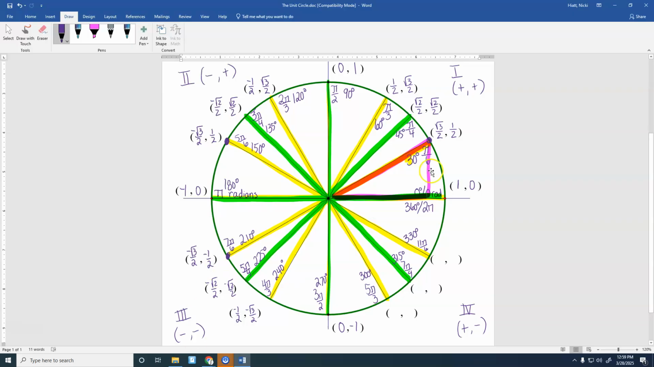And then the last quadrant right here, if I think about this point getting flipped down here to my 11 pi over 6, the x-coordinate stays the same. I've got positive square root of 3 over 2. The y-coordinate is going to be negative. Same thing happens with the others. I get positive square root of 2 over 2 and negative square root of 2 over 2, and positive 1/2, negative square root of 3 over 2.